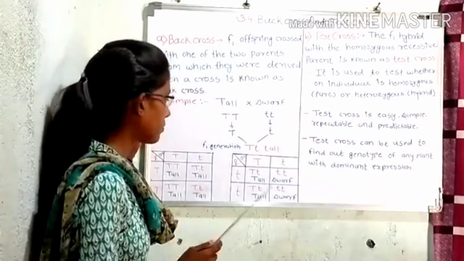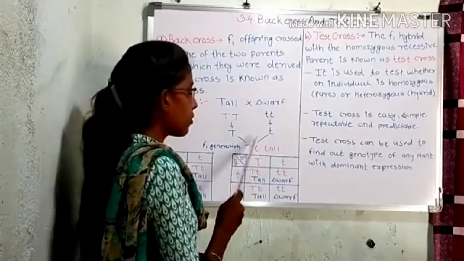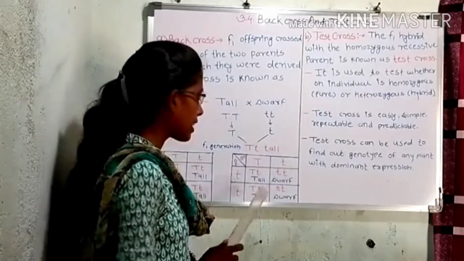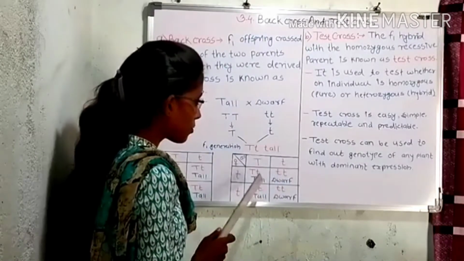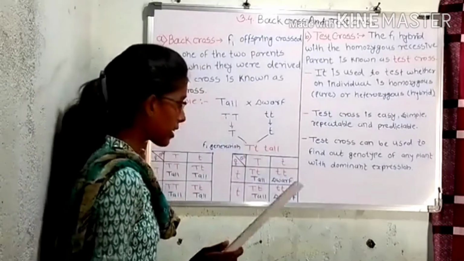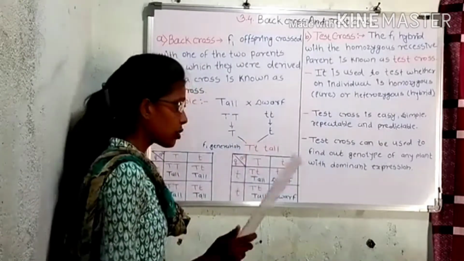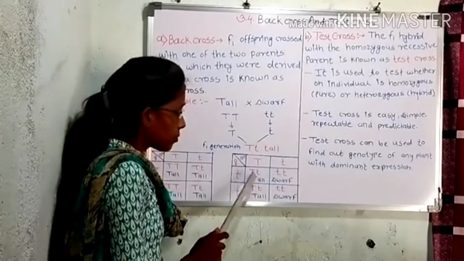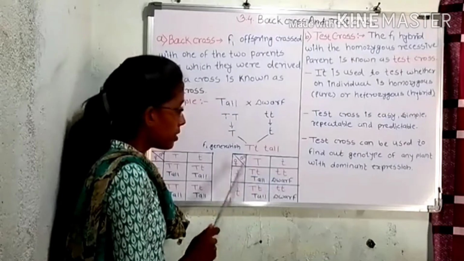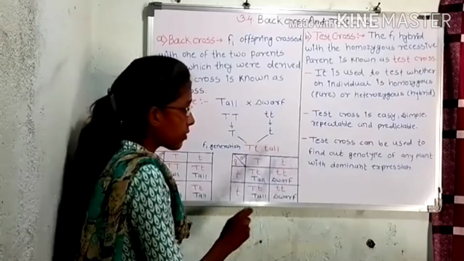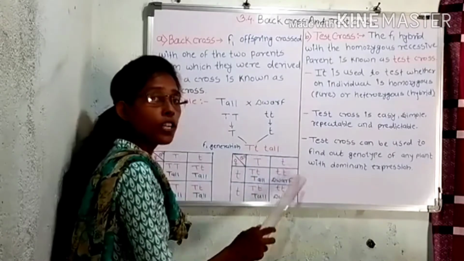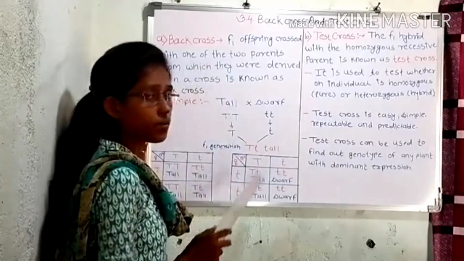hybrid tall. Then this F1 hybrid is crossed with the dark parent. After crossing, we get 4 offspring, and these 4 offspring show the phenotypic character: 50% show tallness and 50% show darkness. It means 50% offspring are hybrid tall and 50% offspring are dark plants. So after crossing this F1 hybrid with the dark plant, we get a phenotypic ratio of 1:1. That is called the back cross.